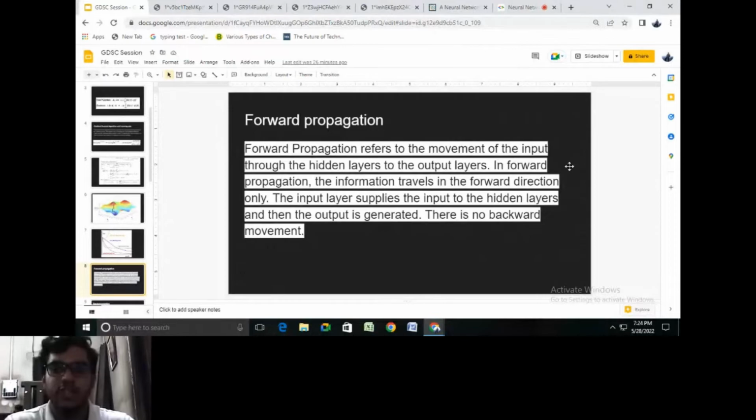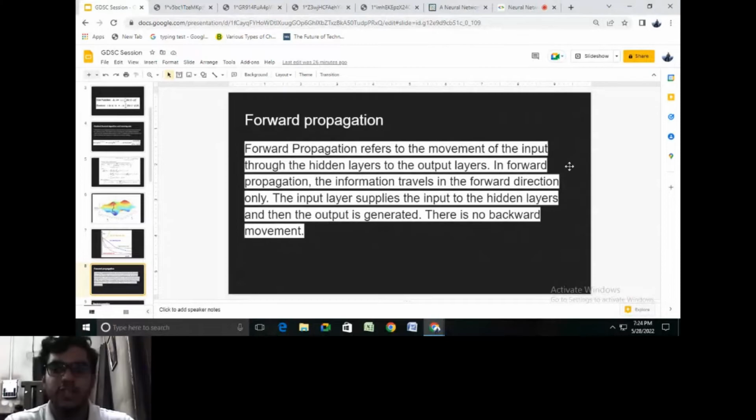So this is basically called forward propagation. It refers to the movement of the input through the hidden layers to the output layers. We can say that in forward propagation, the information travels in the forward direction only, and there is no backward movement of information. The input layer supplies the input to the hidden layer, and from the hidden layers, the information is gradually transmitted to the output layer. So this is forward propagation. It's an easy process.